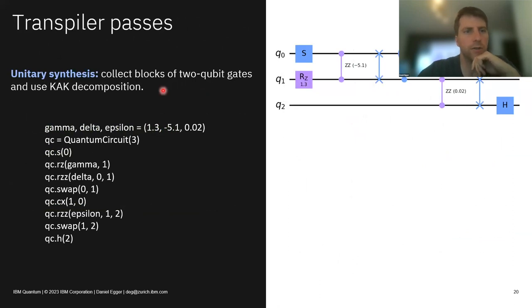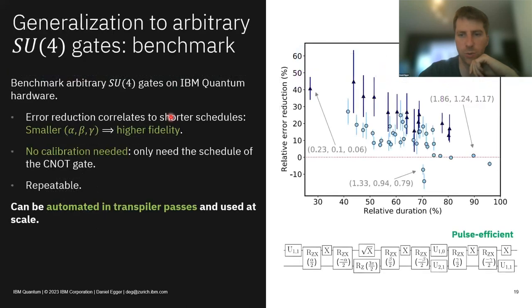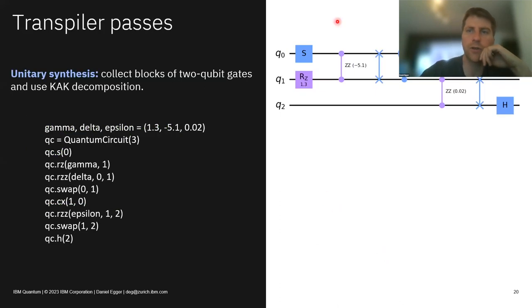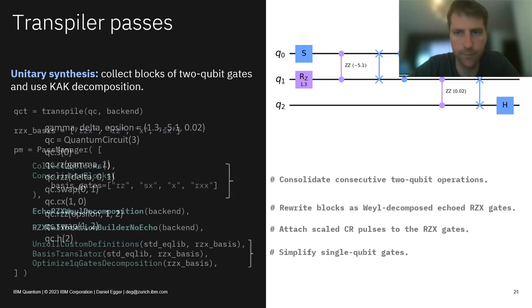We use the KAK decomposition to create a decomposition where we have these angles alpha, beta, and gamma. And then we can scale the corresponding RZX theta pulses. So let's take a look at the circuit that I've shown up here. This circuit doesn't have any particular meaning, let's say. It's just a bunch of two-qubit instructions, one after the other, but we will send it through the transpiler pass to see what comes out.